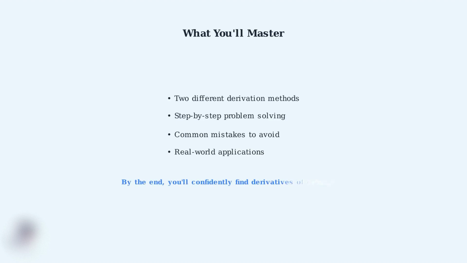In this comprehensive tutorial, you'll master 2 different methods for deriving this result: the quotient rule and the chain rule. We'll work through detailed examples, highlight common pitfalls, and explore real applications in engineering and physics. By the end of this video, you'll have complete confidence in finding the derivative of cotangent and understanding why it works. Ready to dive in?